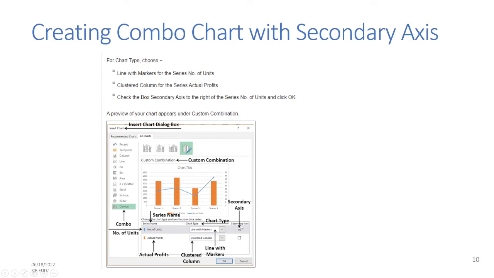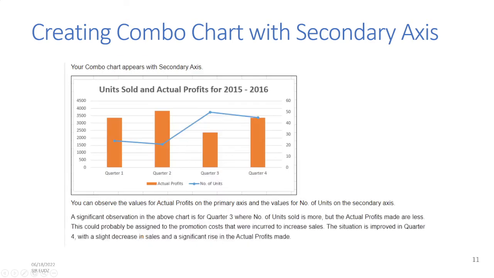So again, this is what's new here. We click on the secondary axis. Your combo chart appears with secondary axis. You can observe the values for actual profits on the primary axis and the values for number of units on the secondary axis. A significant observation in the above chart is for quarter 3, where number of units sold is more, but the actual profits made are less. This could probably be a sign of the promotion costs that were incurred to increase sales.